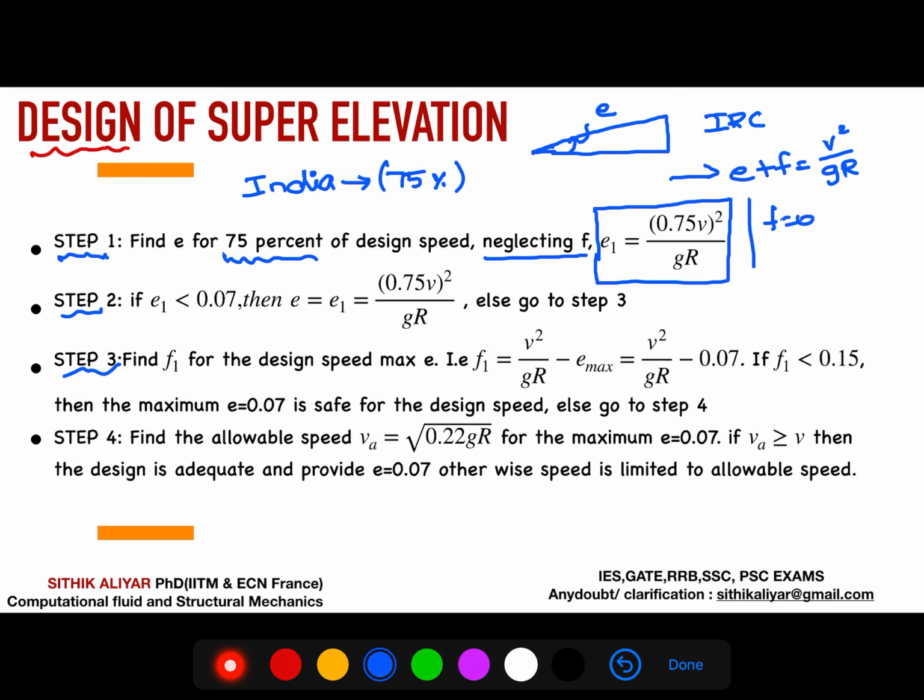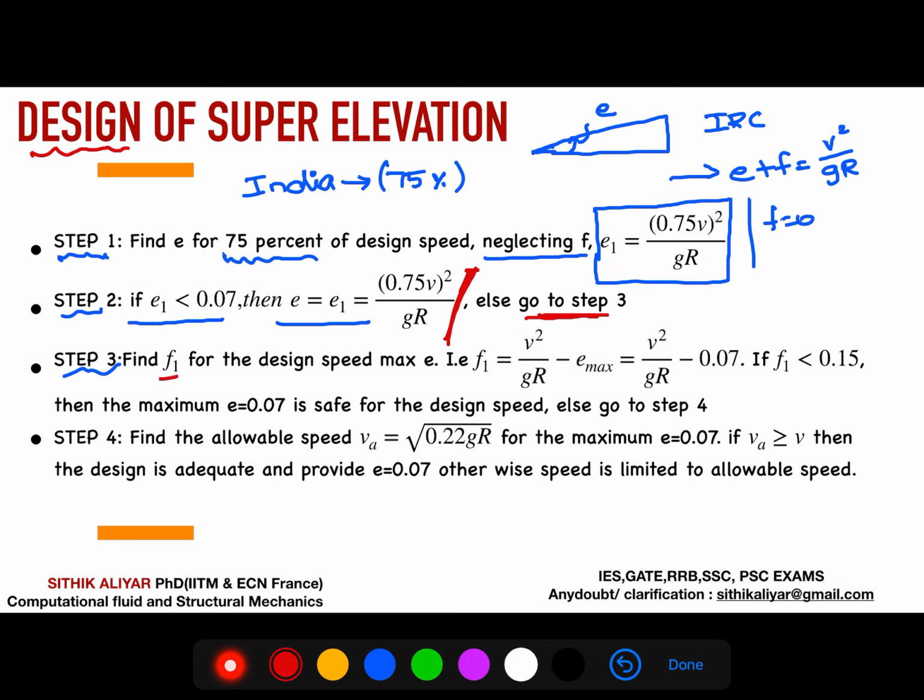You can replay the video here. So if you are getting the answer less than 7%, then no issue at all, you can provide the superelevation whatever you got. So the design is over here. Understood? If your answer is less than 7%, then provide that superelevation, go out, that's it. If the people are coming at very high speed or the radius is very small, then the required superelevation will be more than 7%, then you have to include the friction also.